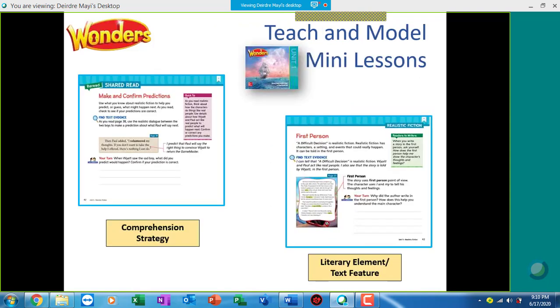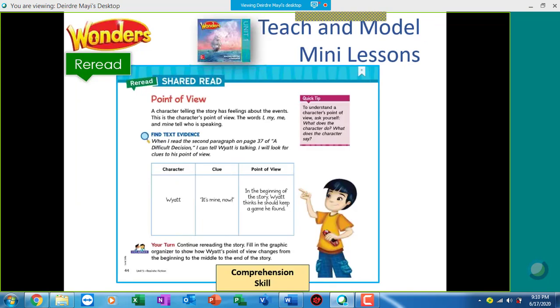Now, let's talk about these mini lessons. So you're going to see that there are comprehension strategy mini lessons, and comprehension skill mini lessons that deal with literary elements and text features. Here's an example of the comprehension skill mini lesson. So let me explain how it will work.